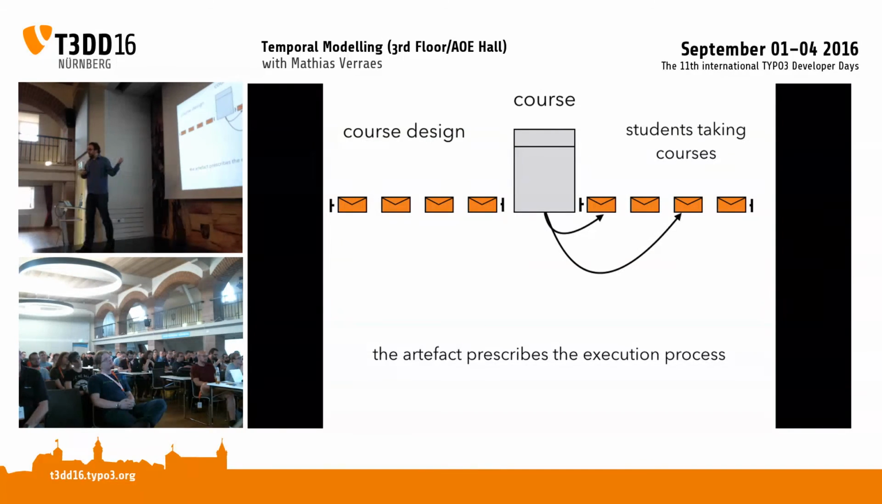Same thing for our example with the online courses. We can split this up in 2 processes. One is course design, where the teachers are building the course. Then the course itself is just the artifact. We can separate that into a separate object. And then the students taking courses is a different object. We use a different model for this. I'm saying object, but it could be a set of objects or a set of models.